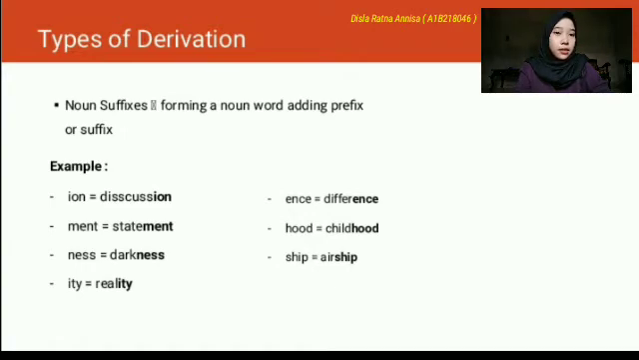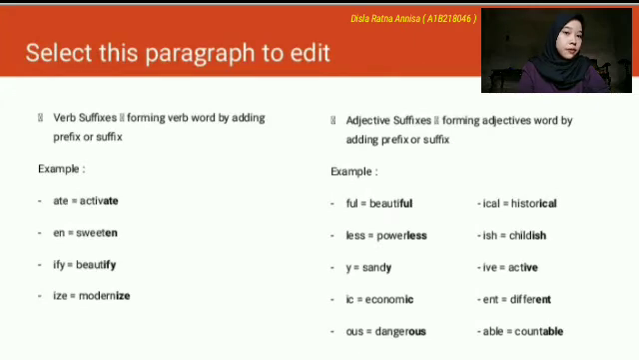Noun suffix is the process of forming a noun word by adding some suffix or prefix, and the suffixes are: ian for discussion, man for statement, ness for darkness, ity for reality, ence for difference, hood for childhood, and ship for airship. And then the second type of derivation is verb suffixes.